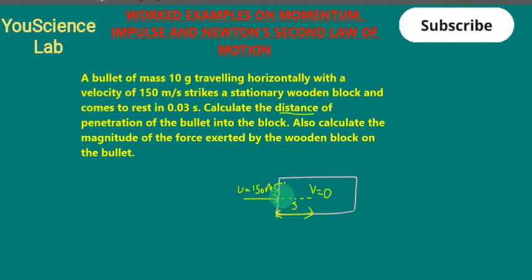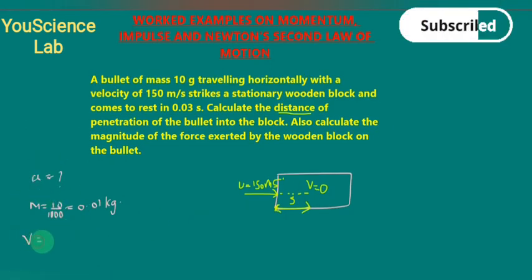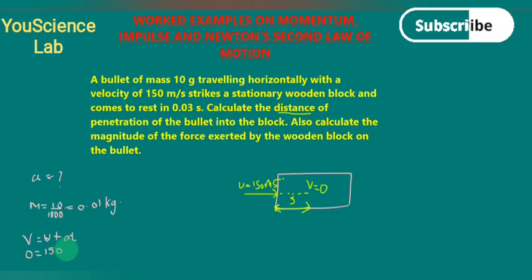Next, we have to determine the acceleration of the bullet inside of the block. So the acceleration A is unknown. We are going to calculate that. Then we are going to convert the mass from 10 grams to kilogram by dividing by 1000, and that is going to give us 0.01 kilogram. Now let's find the acceleration by using v is equal to u plus at. This is the first equation of motion. So the final velocity is 0. That will be equal to initial velocity, that's 150, plus a times the time, which is 0.03 seconds.